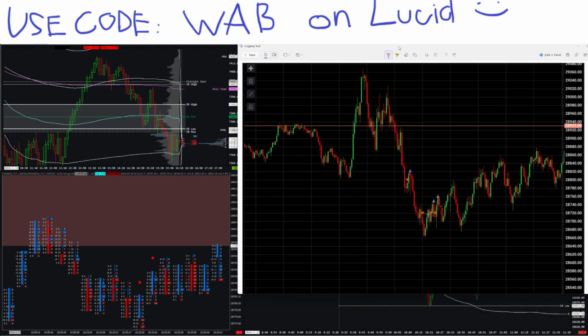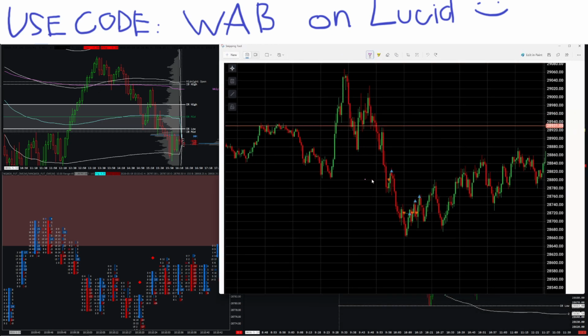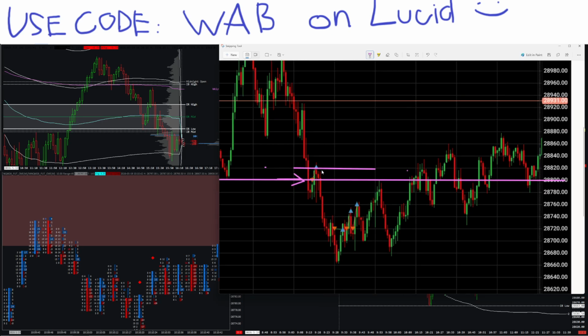But as you can see, I enter here at the 800 level flat, and my stop was 20 points, which is right here, and I got stopped out. Well, not right away, but I was up like 30 or 40 points. Then it came back, stopped me out, and then went 150 points without me.